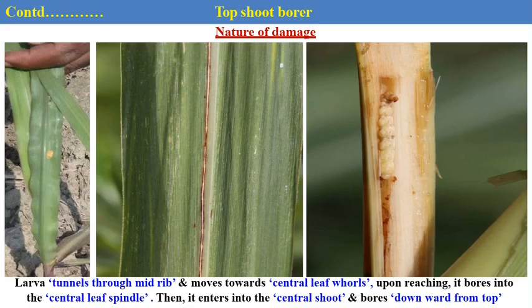Then what happened due to the feeding? In the central picture you can see the reddening of the midrib of the leaves, due to the feeding of the early instar larva of this pest. Then the larva tunnels through the midrib and moves toward the central leaf whorl. Upon reaching, it bores into the central leaf spindle, then enters the central shoot and bores downward from the top. This is the feeding habit of this caterpillar in the sugarcane.